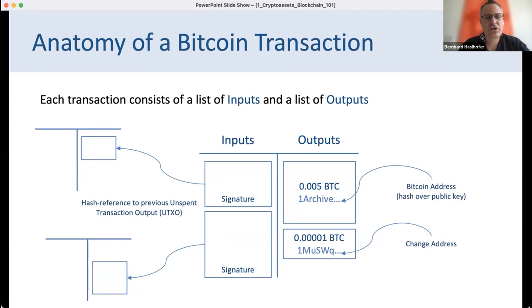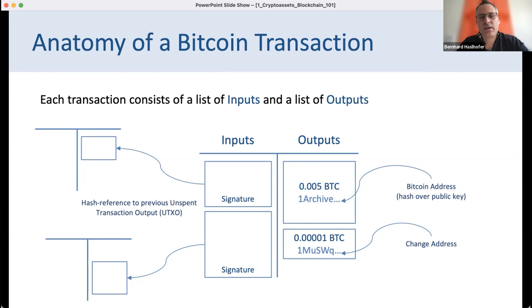So this is also where the terminology unspent transaction output comes from, because the value I control is basically the sum of all unspent transaction outputs I have under control with my keys, with my basically public and private key pairs. It's also important to know that a Bitcoin address is actually nothing else than a public key, or more precisely a hash of a public key. And of course, I can only use the money or the value assigned to a certain public key if I have the corresponding private key.